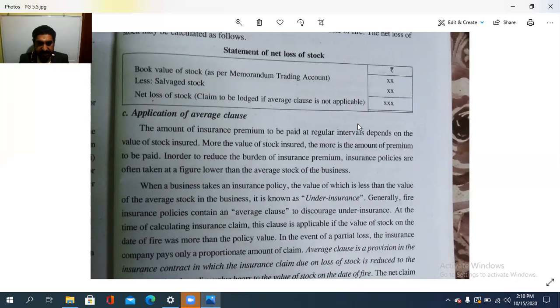When a business takes an insurance policy, the value of which is less than the value of the average stock in the business, it is known as under insurance. So, value of which is less than the value of the average stock.